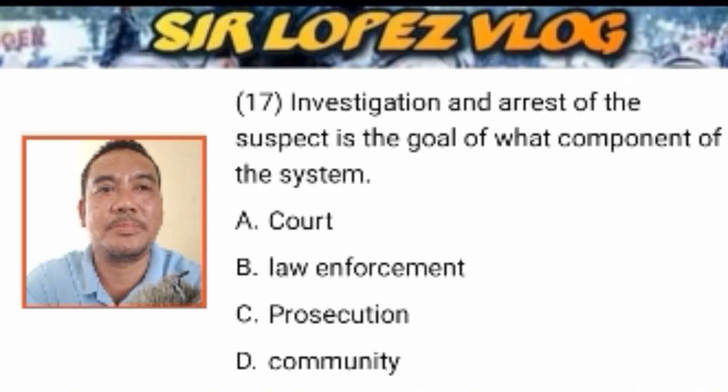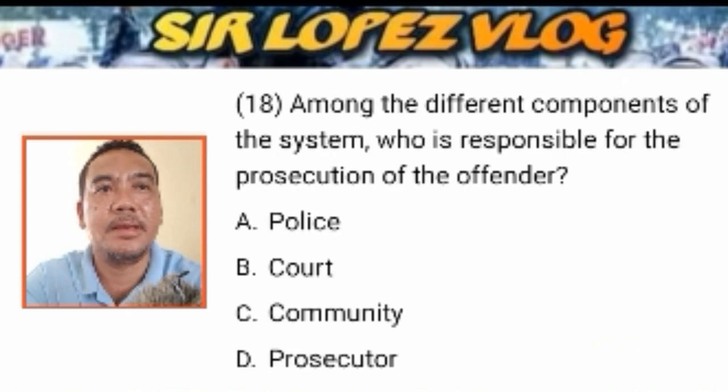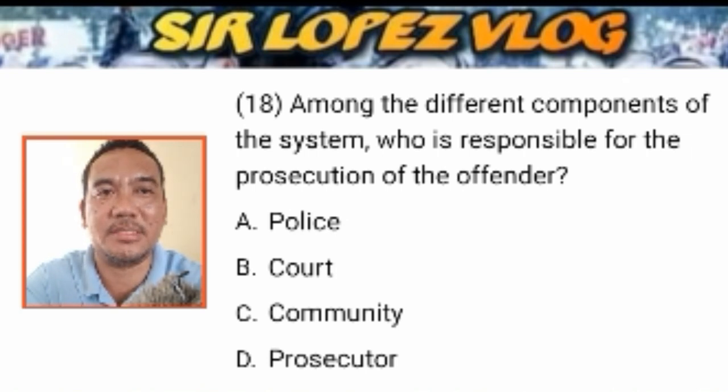A. Court. B. Law enforcement. C. Prosecution. Or letter D. Community. 18. Among the different components of the system, who is responsible for the prosecution of the offender? A. Police. B. Court. C. Community. Or letter D. Prosecutor. 19.